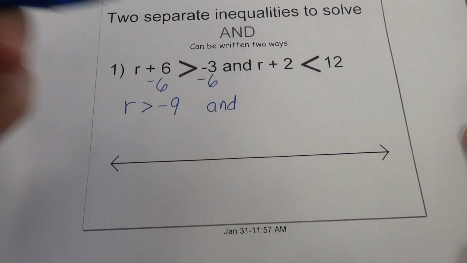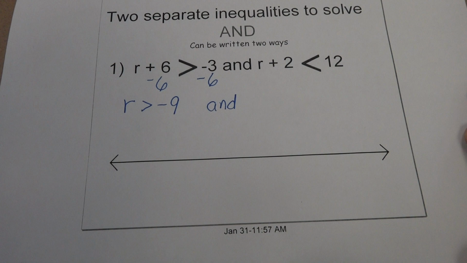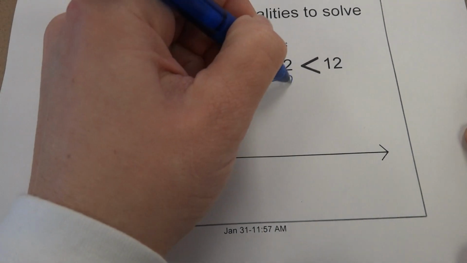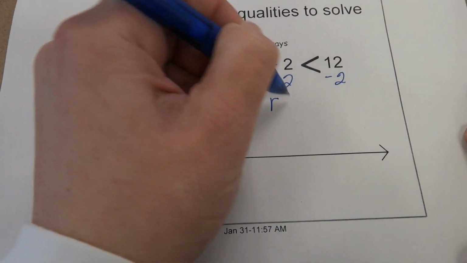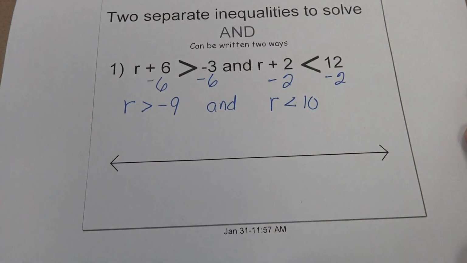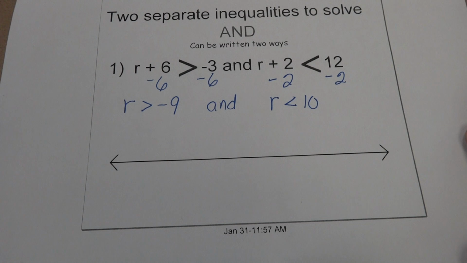And now we'll come over and solve the second inequality. r plus 2 is less than 12. So we're going to subtract 2 from both sides. And we end up with r is less than 10. So our compound inequality solution is r is greater than negative 9 and r is less than 10. Now we want to graph that.